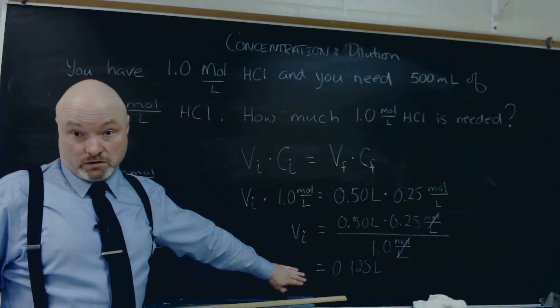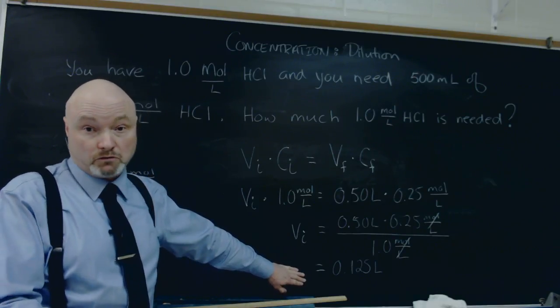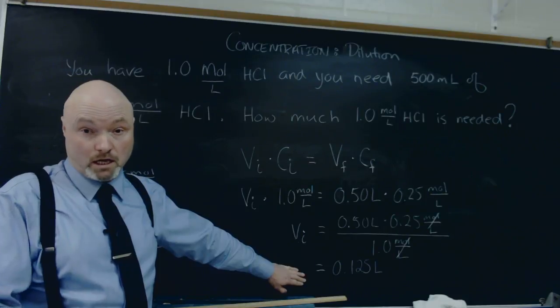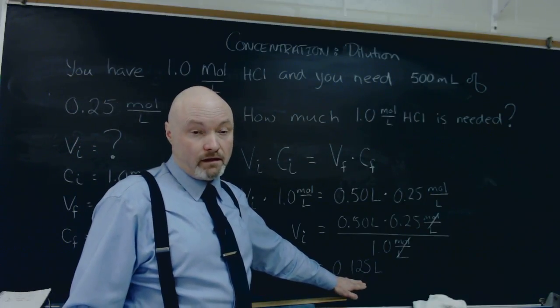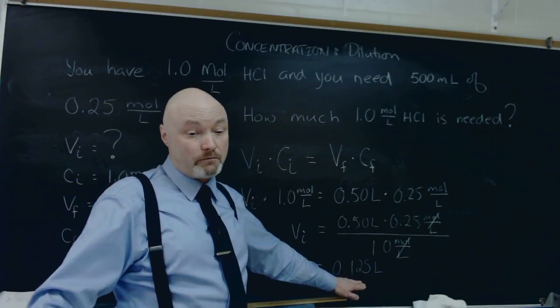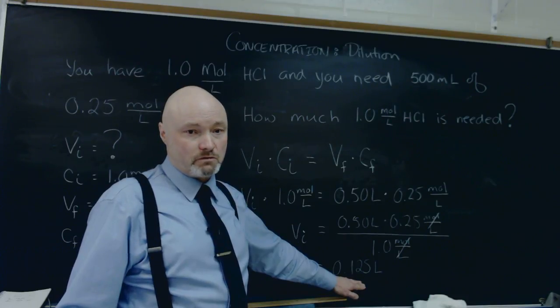So what we would do in this case, we would probably take about 300 milliliters of water. We would add 125 milliliters of our 1 mole per liter acid to it, and then we would top that up with distilled water to get to our final volume. So that's the way we would do that.